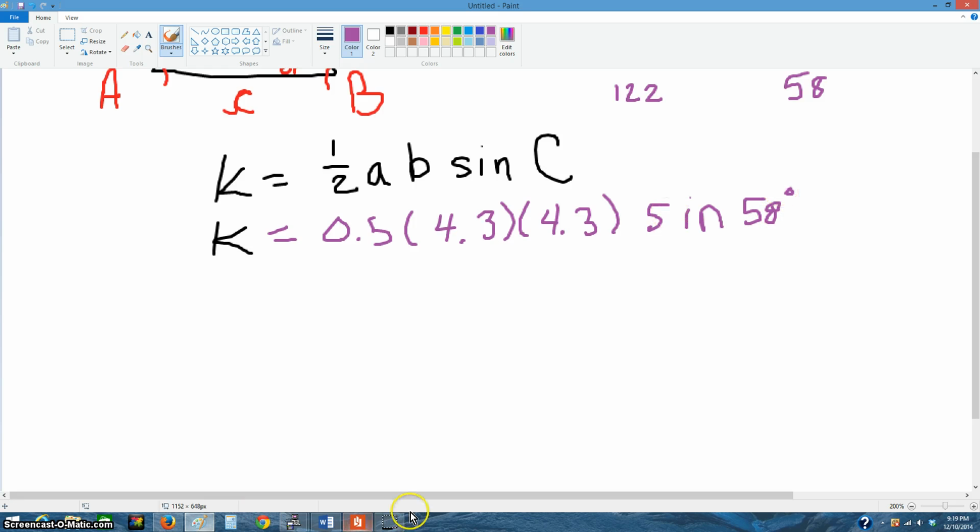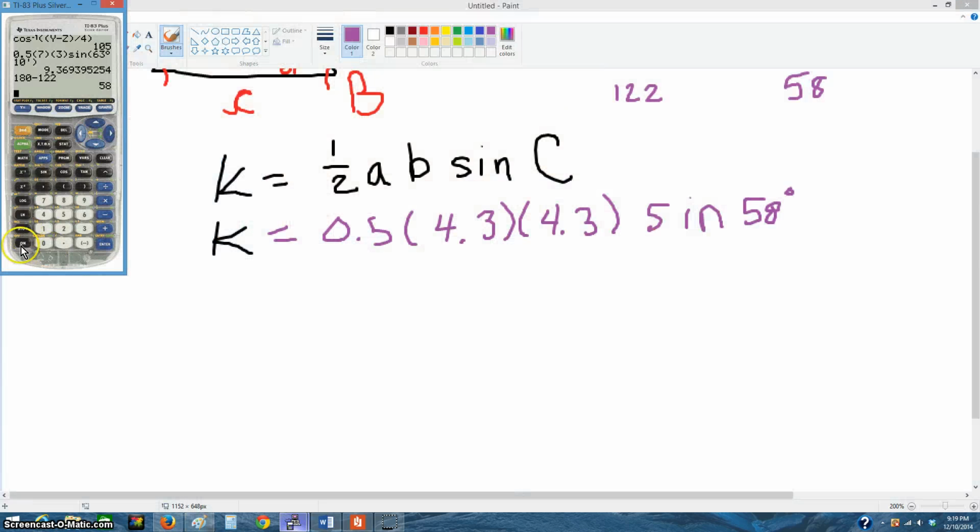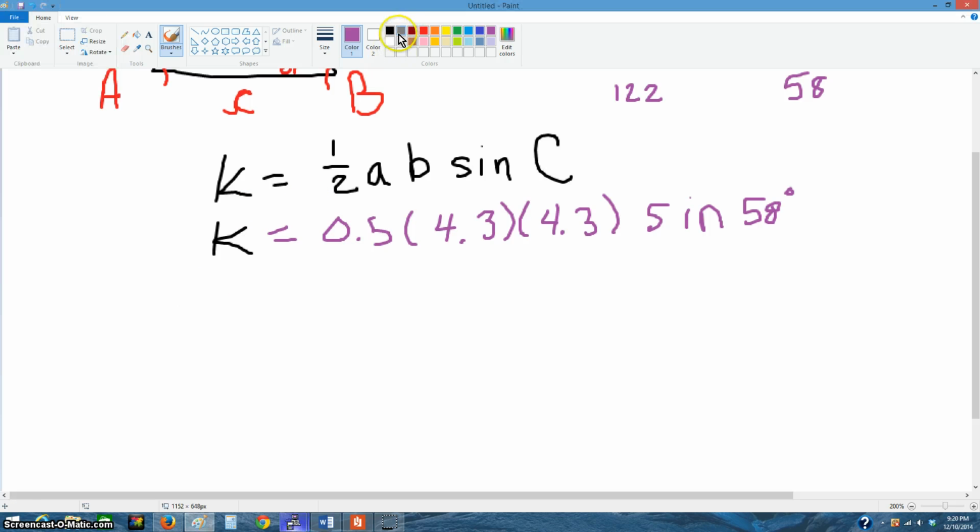Okay, so if you type all of that in, let's check. So we have 0.5 times 4.3 times 4.3 times sine of 58 degrees. So then we have 0.5, 4.3, 4.3 sine of 58. So we have 7.840 units squared. So that's our answer for our area.